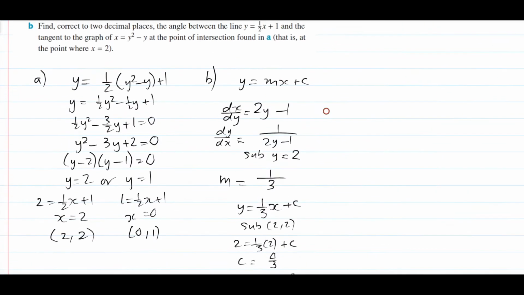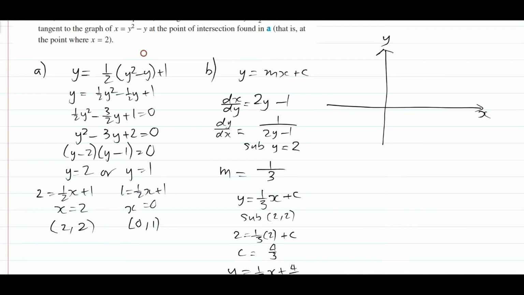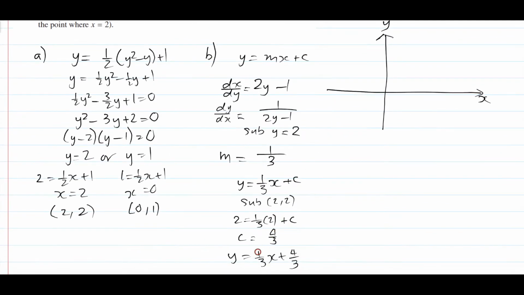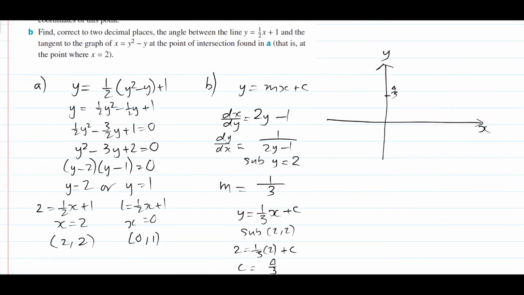Okay, we haven't finished the question. We need to find the angle between the tangent and this line. Like, how does that work? Well, let's just draw it first, right? So I'm going to draw on the axes the line and the tangent. Okay, we don't need to worry about the curve, we can't sketch that. y equals 1 on 3x plus 4 on 3. So the y-intercept is 4 on 3, and the gradient is 1 on 3. So I'm just going to give you a rough sketch on what this looks like. Maybe something like this, okay? Something like this. So straight line, intersect at 4 on 3, gradient is 1 on 3, okay?